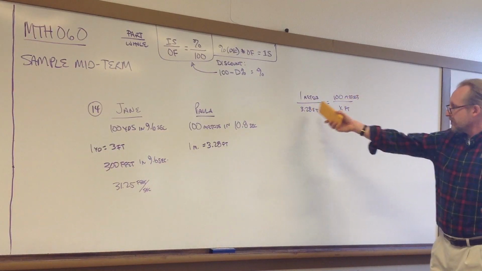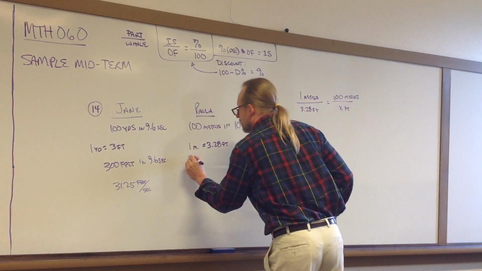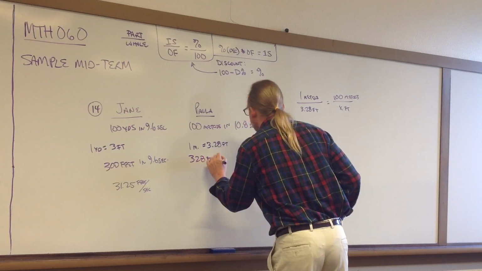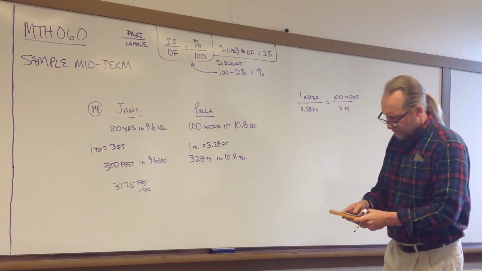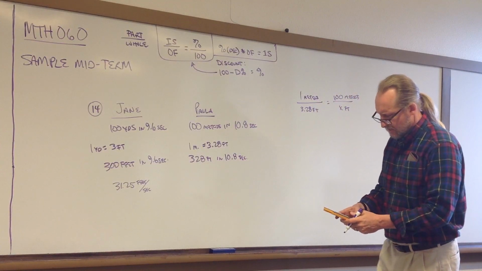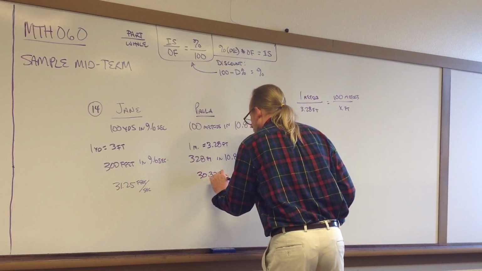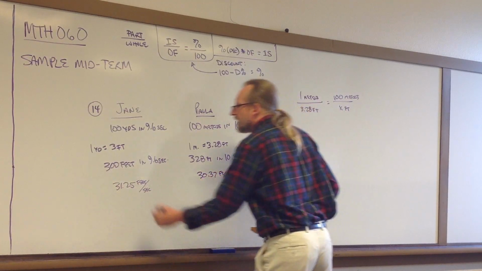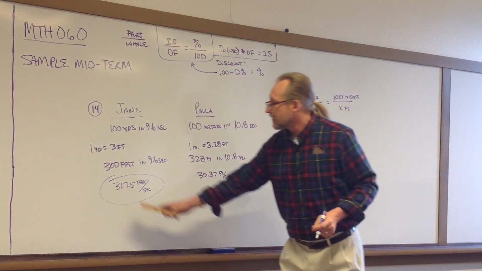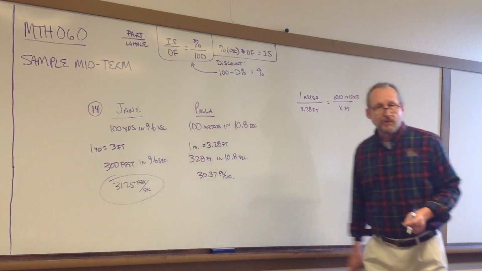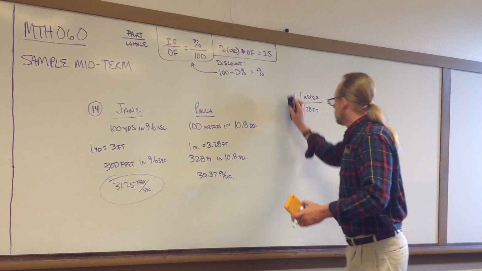Okay, and it's going to be 328, right? This times 100 divided by 1, so that'll be 328 feet in 10.8 seconds. So we go 328 divided by 10.8, and that's 30.37 feet per second. Yeah, it turns out Jane was running faster, because she's running 31 feet per second, whereas Paula was only running about 30 feet per second. All right, so that's one way to approach this.